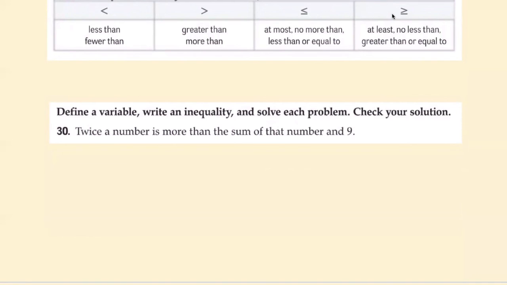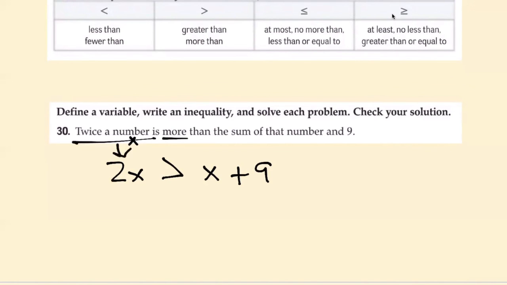So it says twice a number is more than the sum of that number and 9. So twice the number would be 2x. Okay, so 2 times x, and I'm using x as my number, so I've defined my variable. Is more than, it's greater than the sum of that number. So sum means I have an addition of that number. Well, that number is x and 9. And you've written your inequality, right? Twice the number, that's this, is more than, that's that. And then the sum of that number and 9 is this whole works right over here.